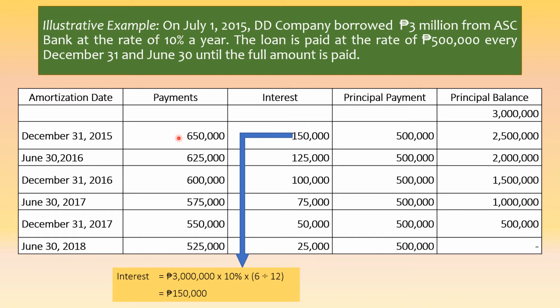Next, subtract the principal payment from the principal balance, which is 3 million pesos. So for our principal balance for December 31, 2015, we have 3 million pesos minus 500,000 pesos.